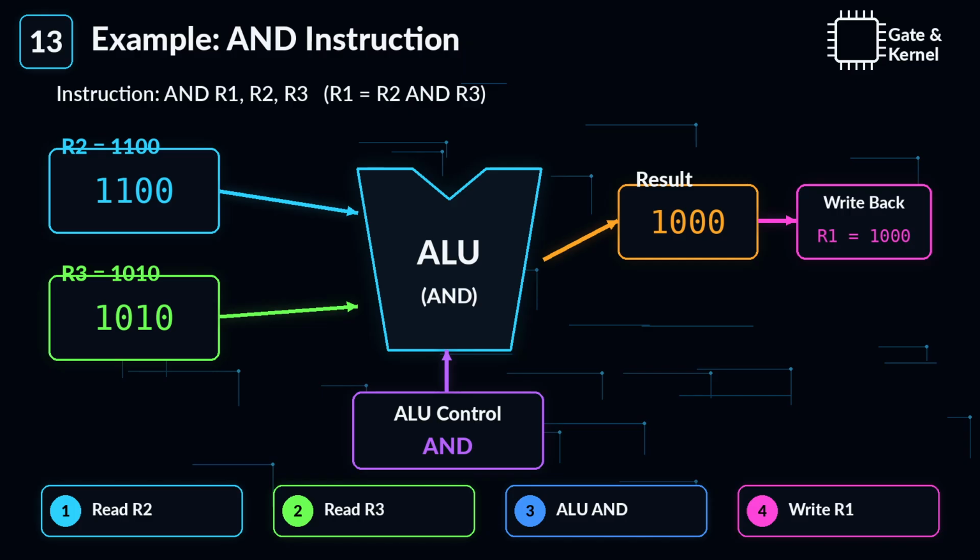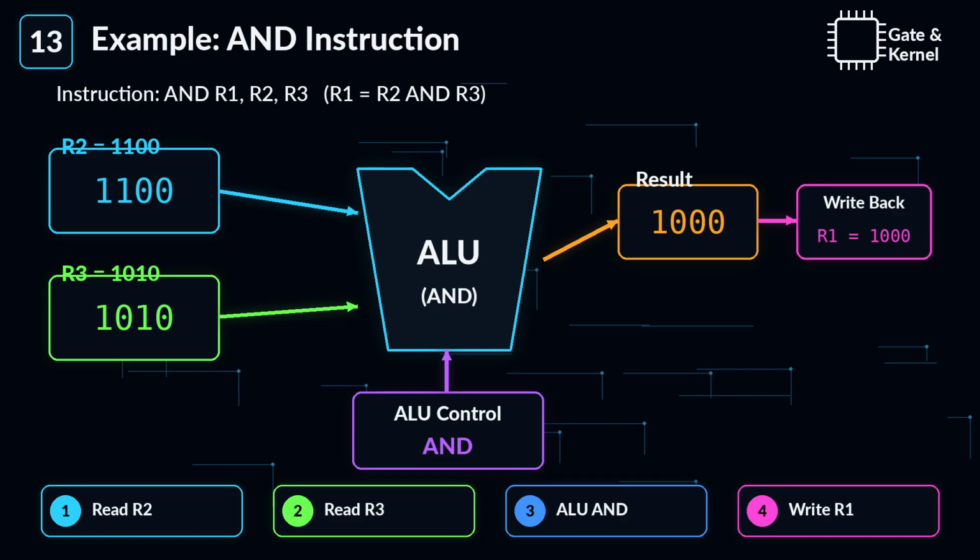Chapter 12. Example, an AND instruction. Now consider another instruction, and R1, R2, R3. The structure of the data path is almost unchanged. The register file still reads R2. The register file still reads R3. The 2 operands still travel to the ALU. The result can still be written back into R1. So what changed? The ALU control signal.